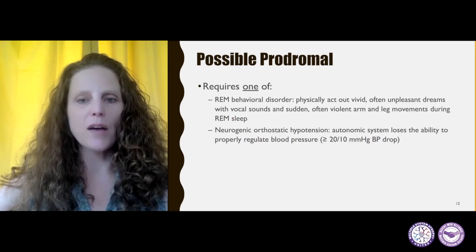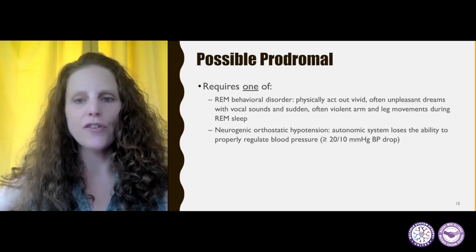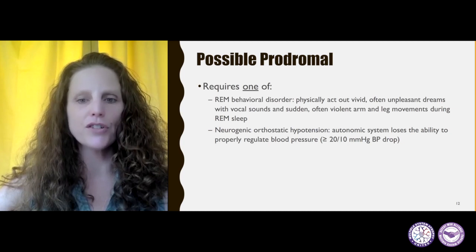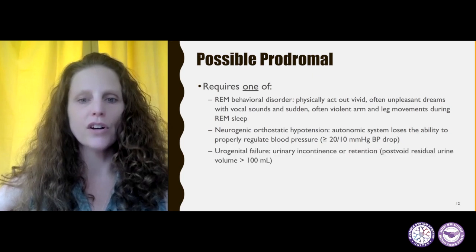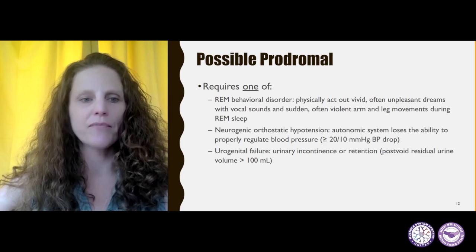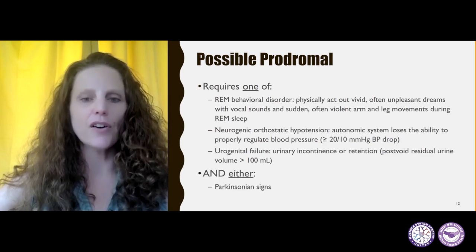Neurogenic orthostatic hypotension, where the autonomic nervous system loses the ability to properly regulate blood pressure and the patient experiences a drop of 20 millimeters of mercury systolic blood pressure or 10 millimeters of mercury diastolic blood pressure. Or urogenital failure, that is urinary incontinence or retention, the latter defined as a post-void residual urine volume greater than 100 milliliters.